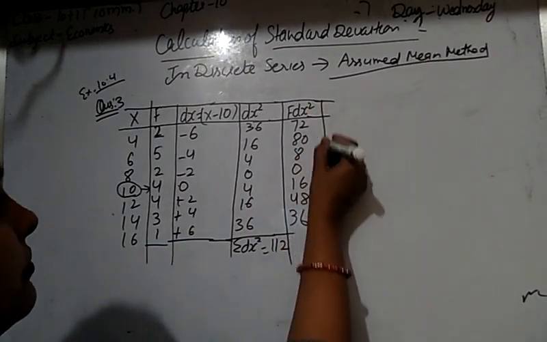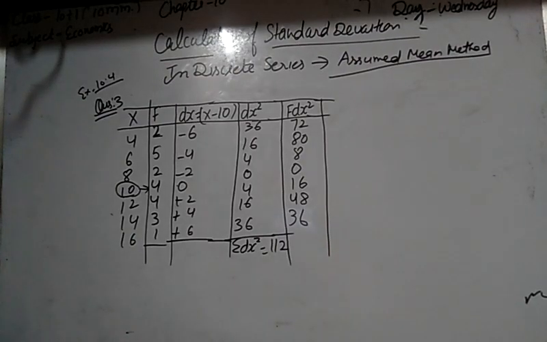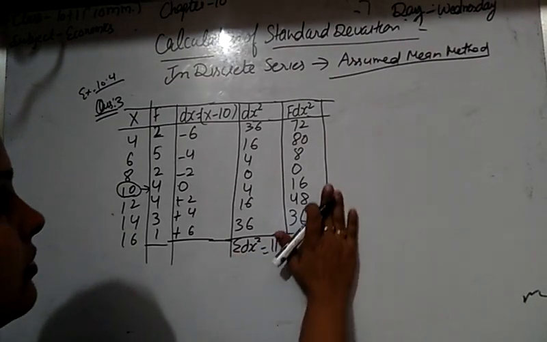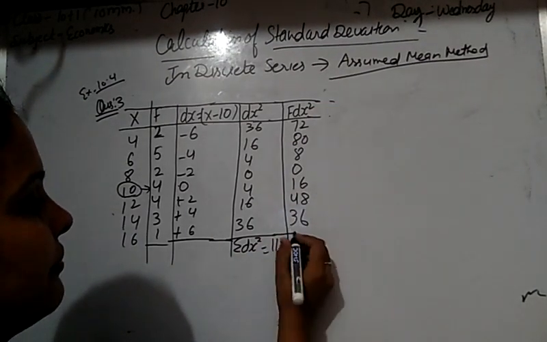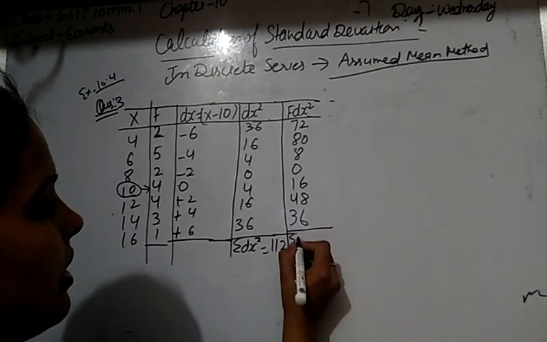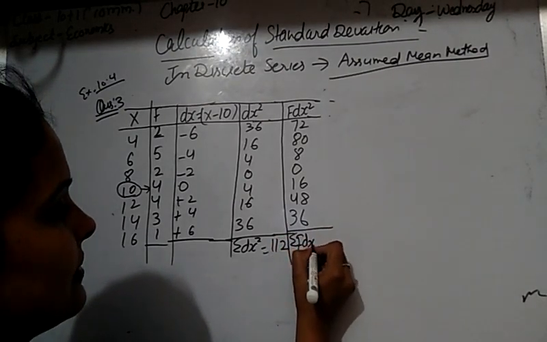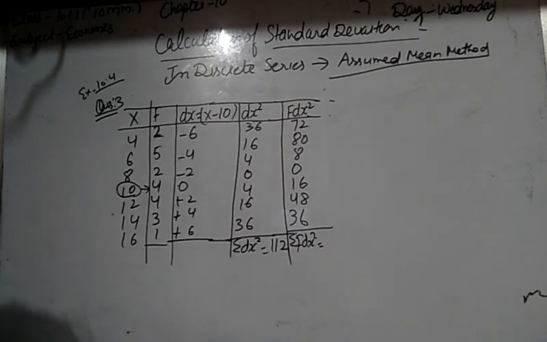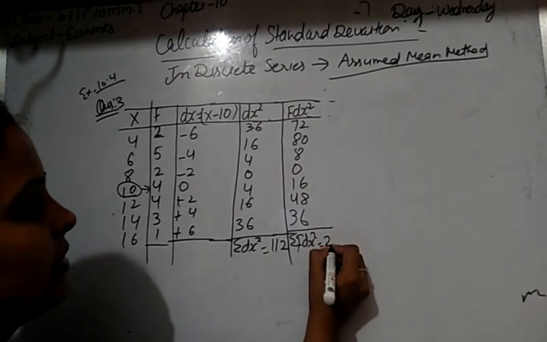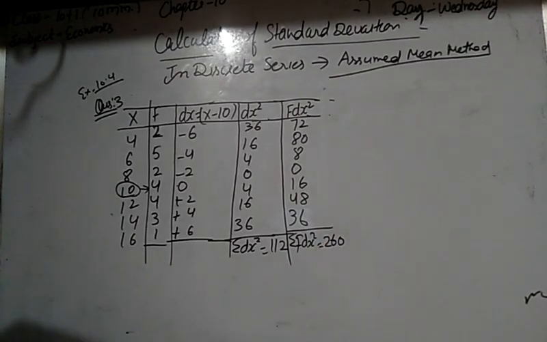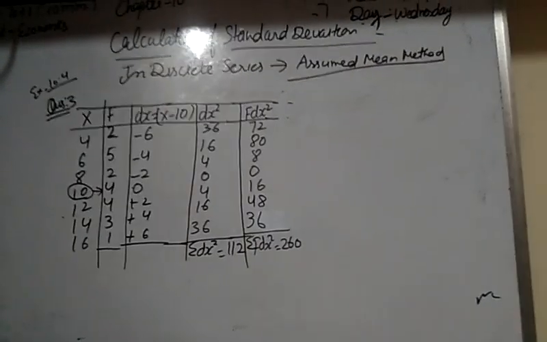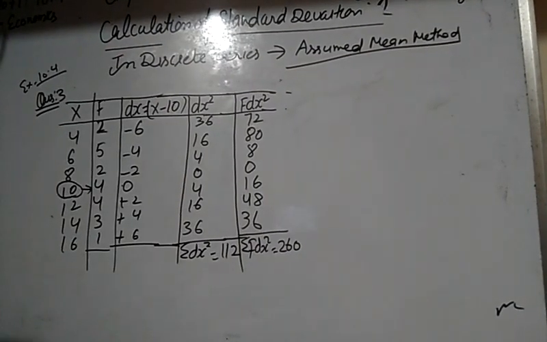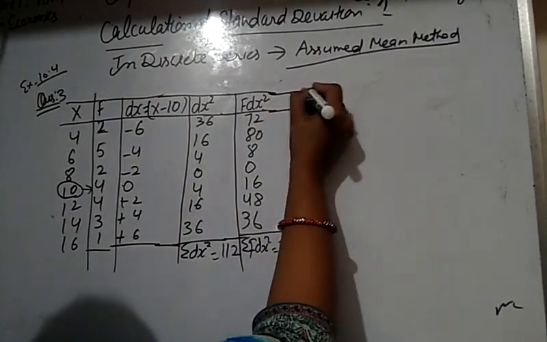Okay students. Now the total of f dx square, sigma f dx square, is equal to 260. Okay students, so its total is 260.